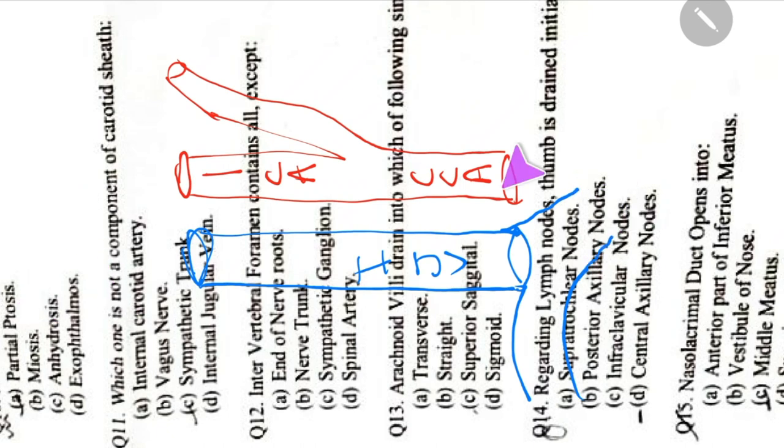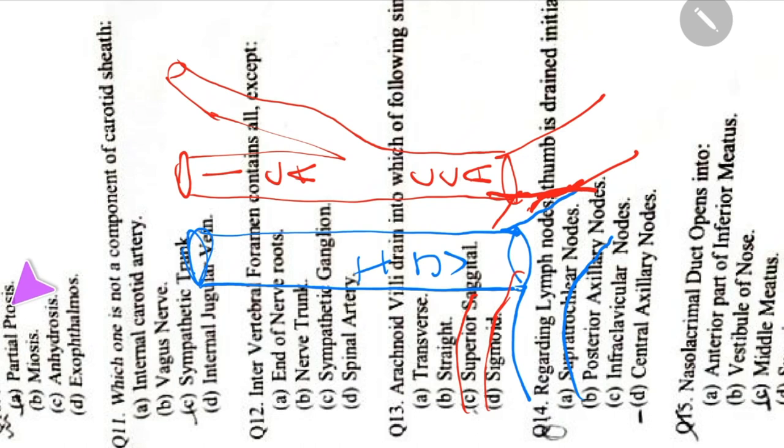Similarly, here this artery, this is common carotid. Common carotid will actually join the subclavian artery and will form the brachiocephalic trunk on the right side, or on the left side there will be direct branches from the arch of aorta. What I'm trying to make you understand is the vertical extent of carotid sheath.